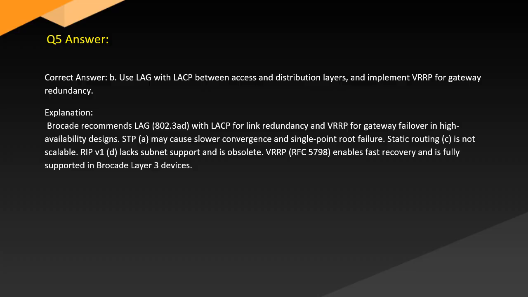Answer. Correct answer: B. Use LAG with LACP between access and distribution layers and implement VRRP for gateway redundancy. Explanation. Brocade recommends LAG 802.3ad with LACP for link redundancy and VRRP for gateway failover in high availability designs. STP may cause slower convergence and single point of failure. Static routing, C, is not scalable.